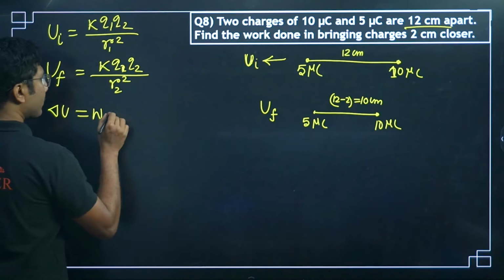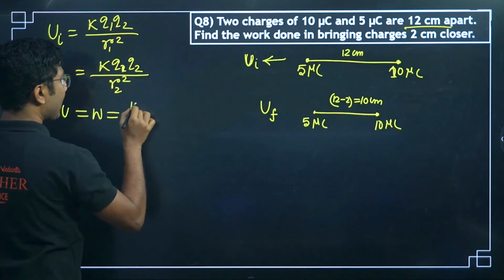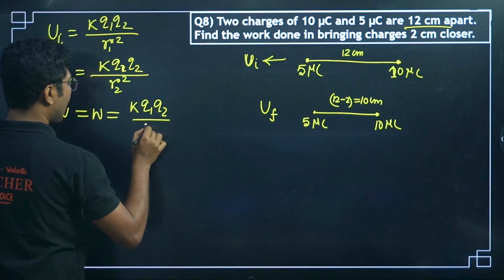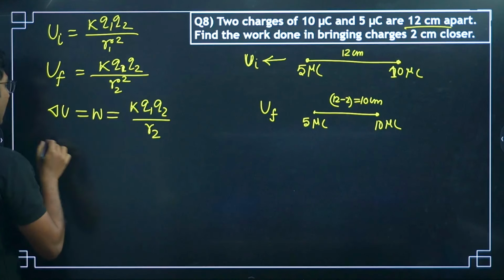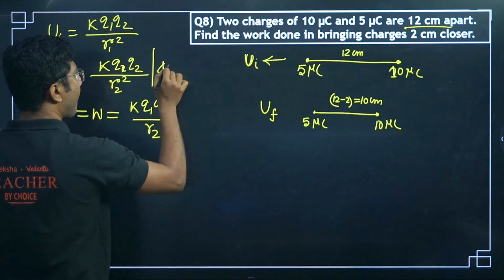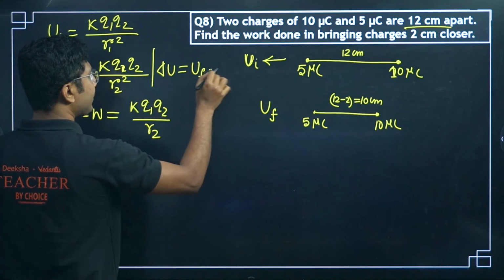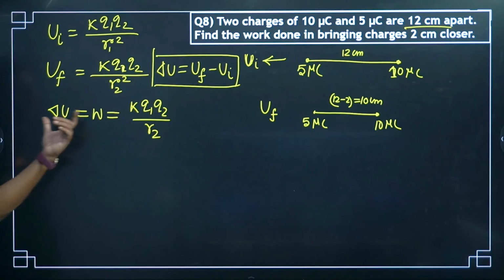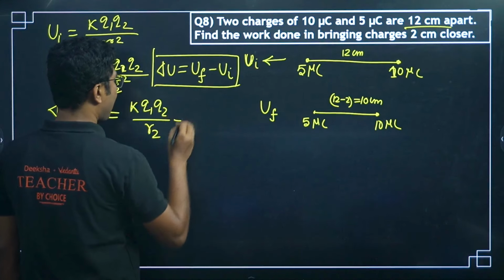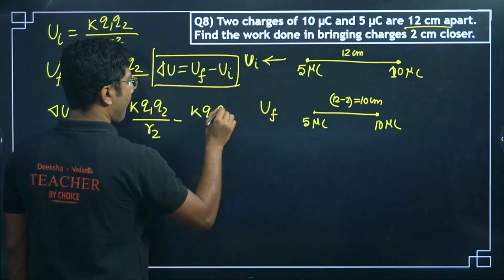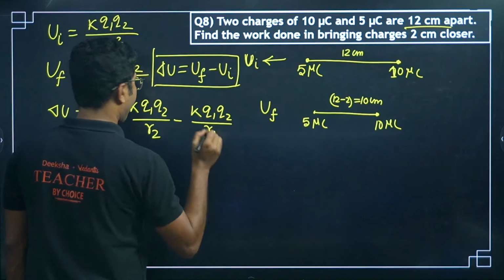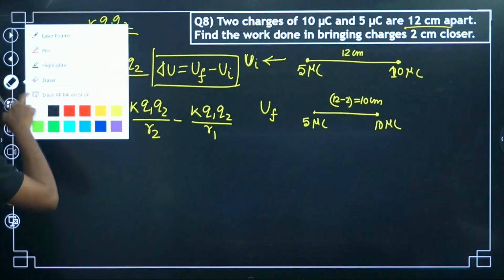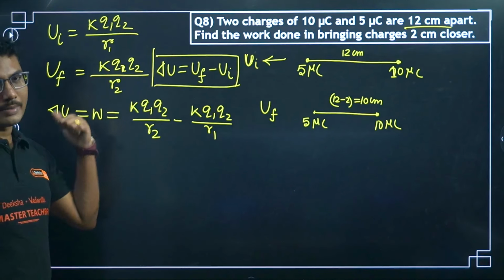So, delta U is equal to W, that is K Q1 Q2 by R2 square. It is basically UF. So, delta U equals final potential minus initial potential. Final potential minus initial potential, that is the work done. So, final minus initial. And one more thing, there is no square over here for potential energy. So, potential energy means no square, R1 by R2. Okay.